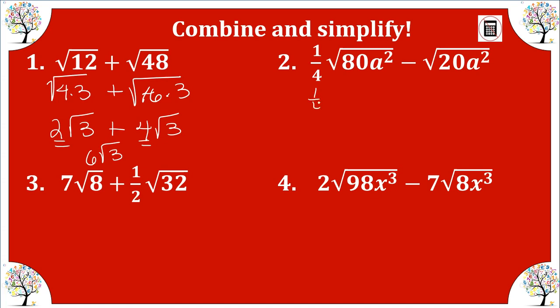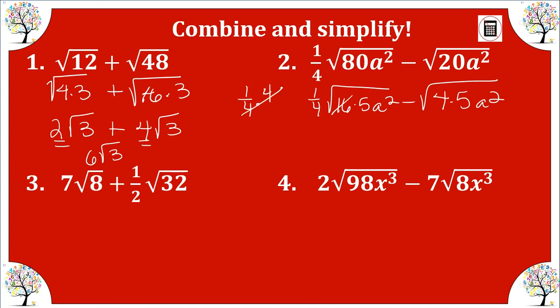Now we have 1/4, and we're going to break down 80 into 16 times 5. We're going to break down 20 into 4 times 5. When we take the square root of 16, we get 4, and 4 times 1/4. So we have 1/4 times 4, and the 4's cancel, leaving me with 1.